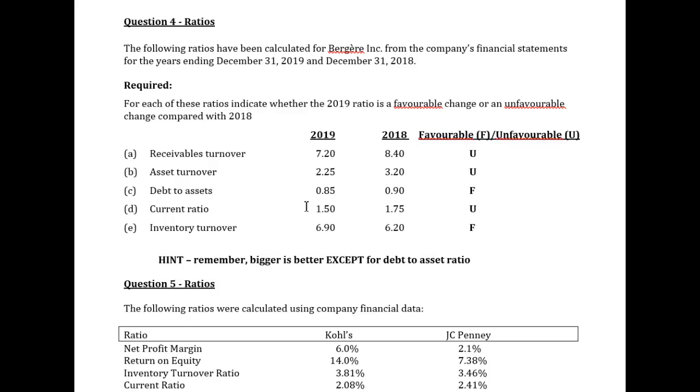All right, now here we are at the debt to asset ratio. Debt to asset ratio is a measure of solvency. It measures solvency. So in our case, we want to know on a long-term basis how solvent is our company.